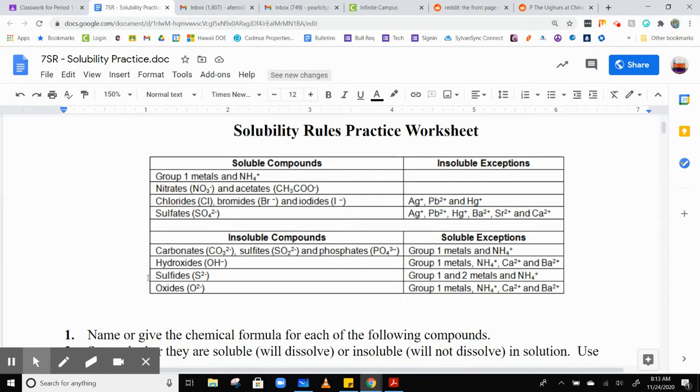Sulfides are generally insoluble. However, there are soluble exceptions: group 1 and 2 metals and NH4 plus. Basically, sulfides with transition metals, any transition metals, group 3 through 12, are insoluble. However, if it's group 1 and 2, they are soluble. Oxides are generally insoluble except group 1 metals, NH4 plus, Ca2 plus, and Ba2 plus.